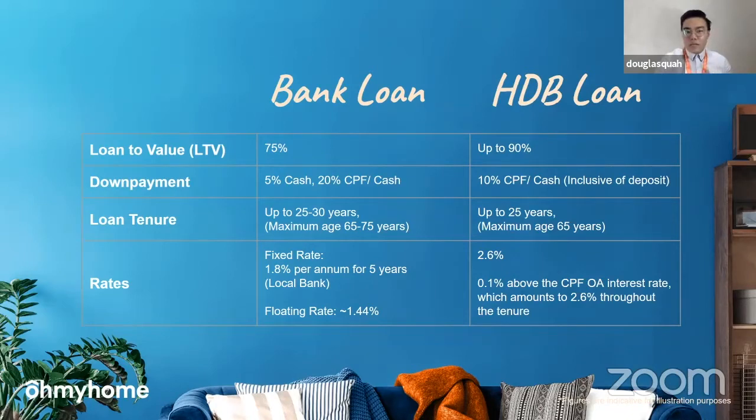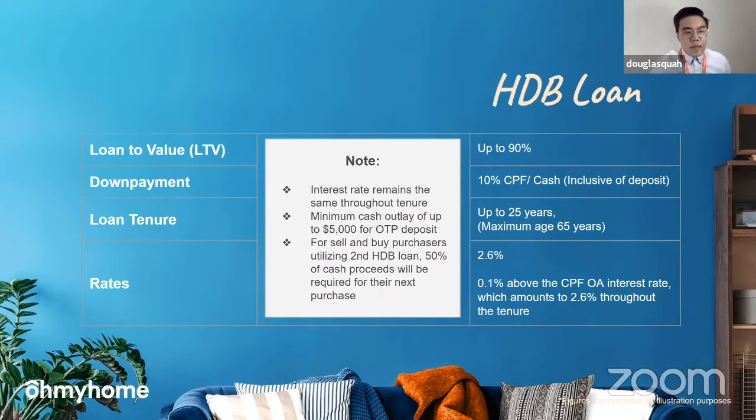So again, some things to note when taking a HDB loan. HDB loan interest rate remains throughout the entire tenure. And for cash-wise, it will be the deposit during the OTP period, which is the option to purchase period, and it could be up to $5,000. For those that are doing sell and buy, utilizing your second HDB loan, they are required to down pay 50% of their cash proceeds from their sale into the next purchase before borrowing the rest from HDB.